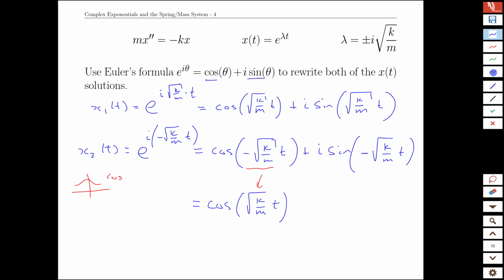For the sine function, its relationship is a bit more interesting. It's called an odd function. If I had a negative angle and got a negative thing back, if I use the positive angle, I would get the same thing but positive. If I flip the x value sign, I also flip the y value sign. And what that lets us do is basically take this negative sign out front for the sine function. So this would be negative i sine of square root of k over m times t.